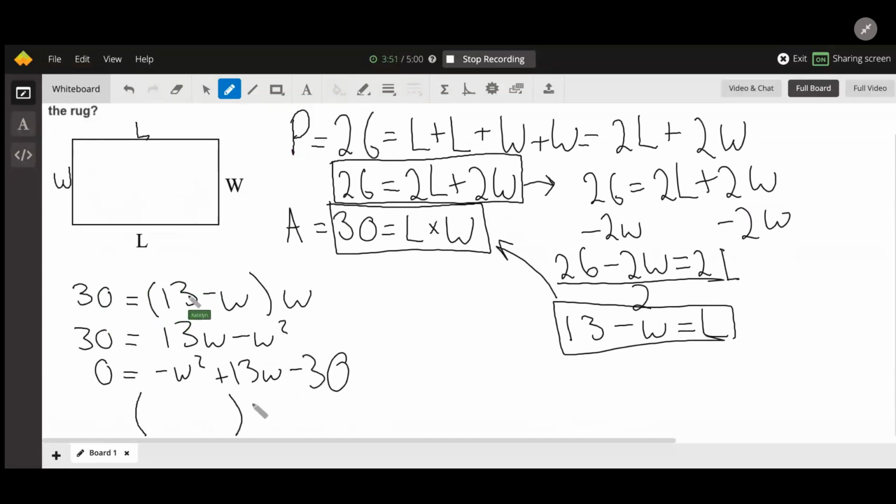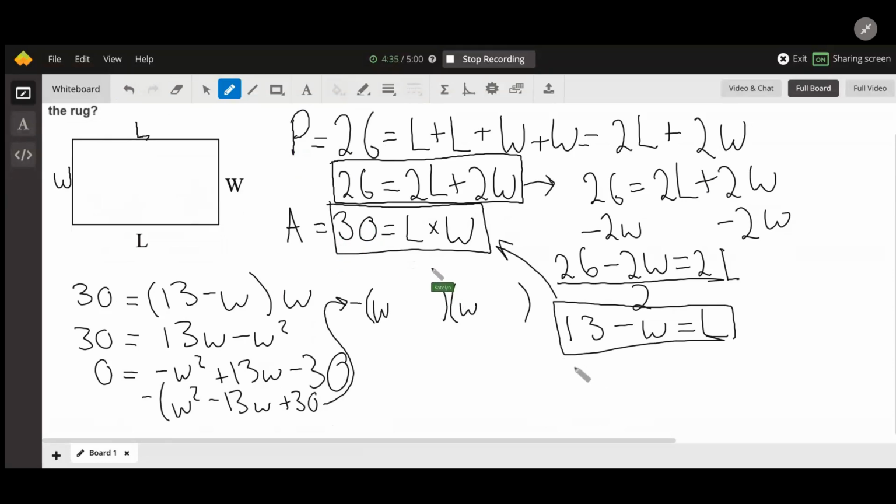So to factor this, actually, let me go back. We're going to factor out a negative 1 first to make this a little bit easier. So negative W squared plus 13W minus 30 becomes negative 1 times W squared minus 13W plus 30. Okay, we're going to move up here now. So we know there's a negative 1 outside, and we need to factor this expression into two separate parts, where we know there's a W here, and there are two numbers here that multiply to get 30.